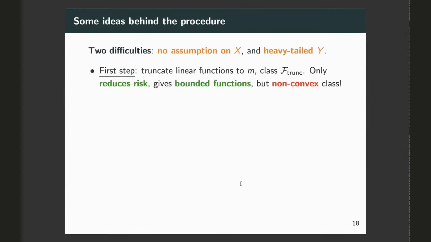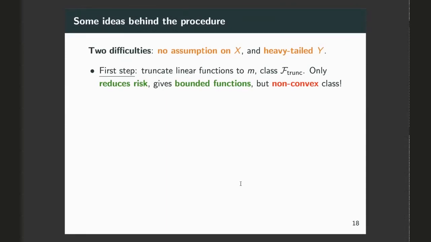Okay, so when we truncate, because we have this assumption that the conditional second moment is bounded, the fact that we truncate only reduces the error, at least the risk, not the loss, but the expected loss. So truncation only reduces the risk, which is good. And there is another thing which is very important and convenient, which is that it gives bounded functions. So now when you truncate the linear functions, they become bounded.